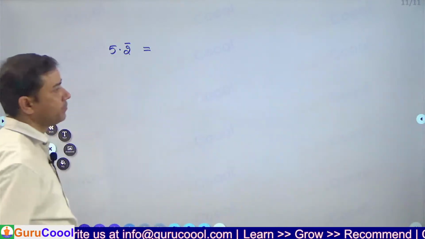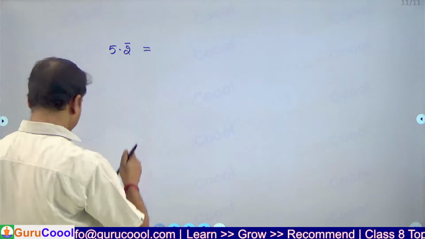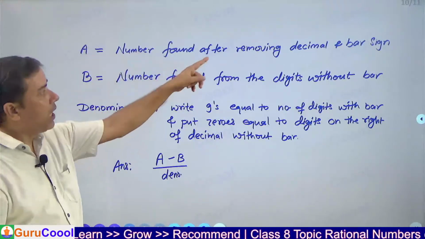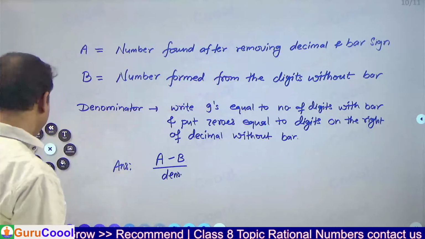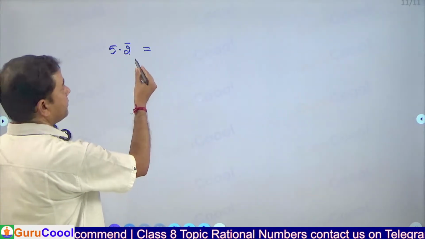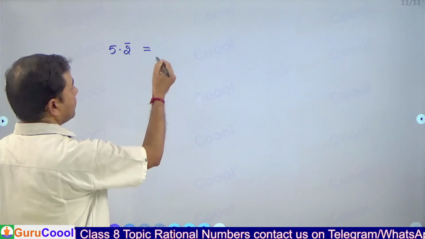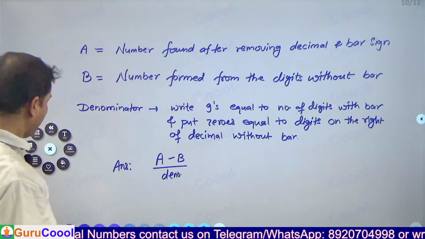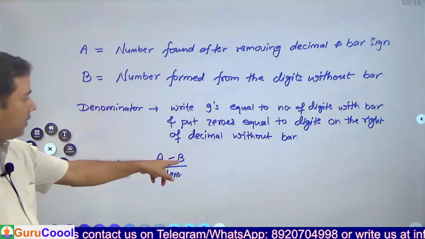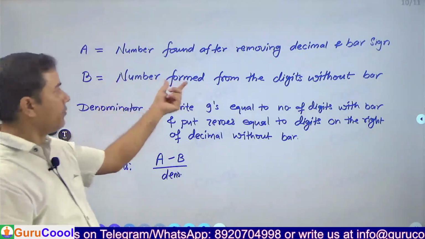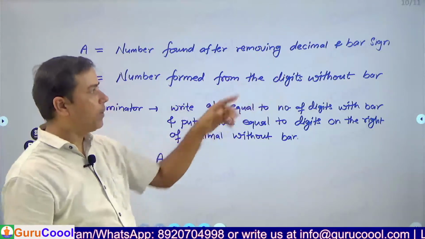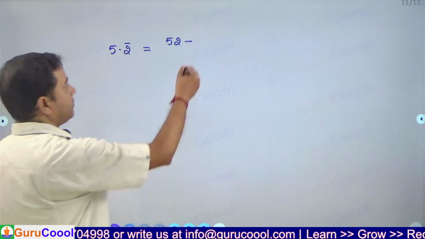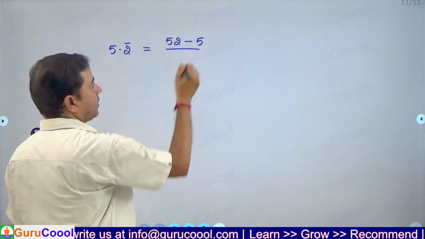Okay, see. A is the number found after removing decimal and bar. What is that number? 52. Minus B. A minus B. So what is B? The number formed from the digits without bar. What is that? 5. And now the denominator.